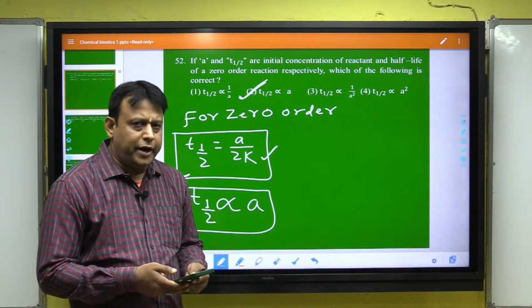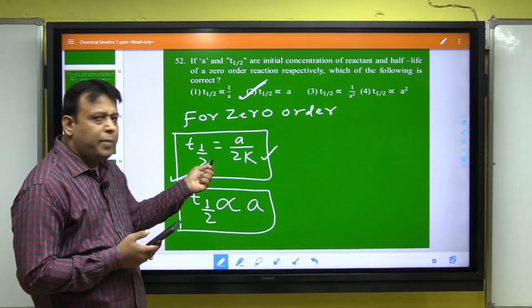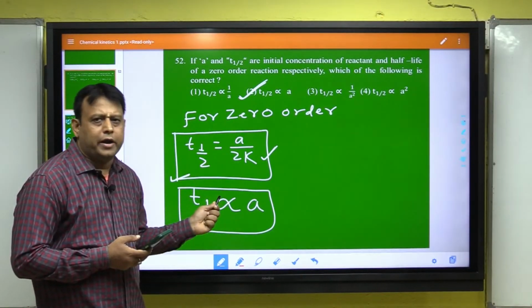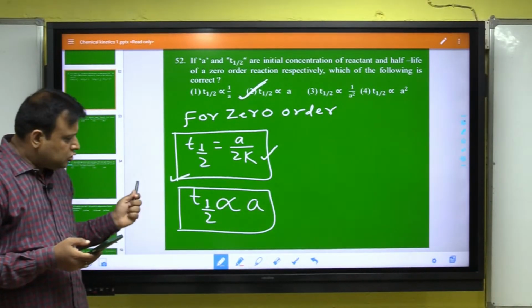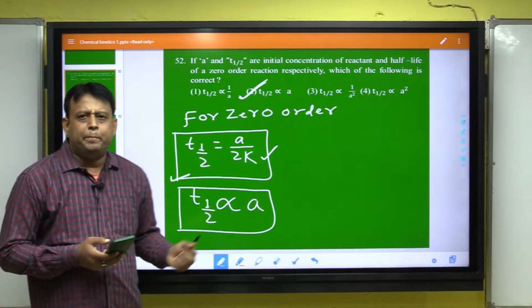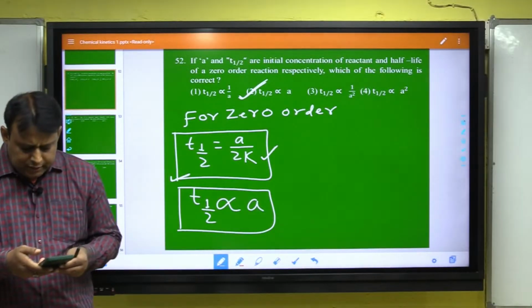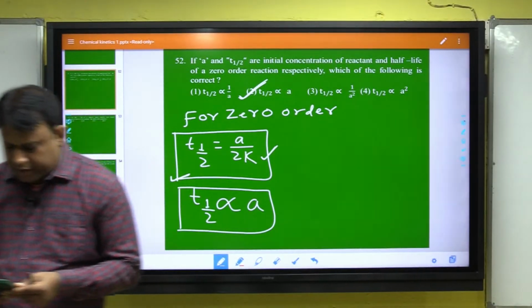Text me all students. It is the formula of half life of zero order, and hence always keep in mind that in zero order, half life is proportional to the initial count of reactant. Okay, next.